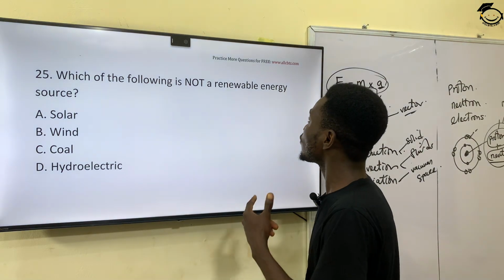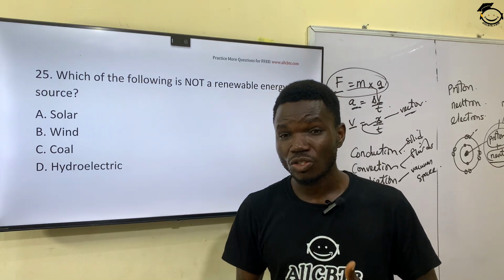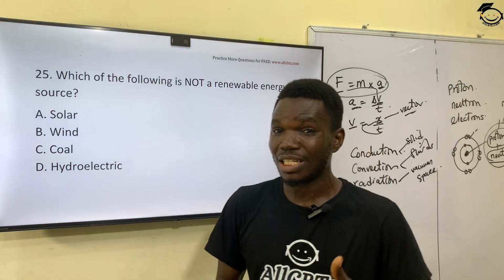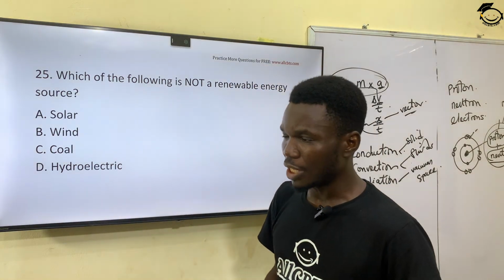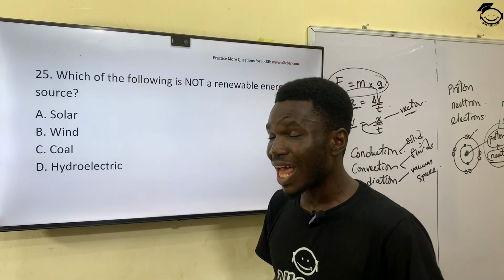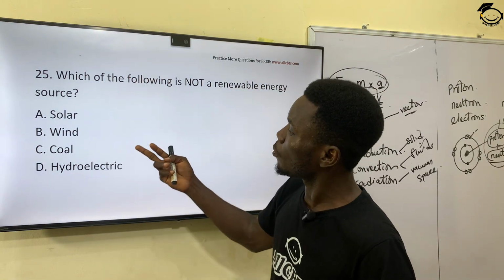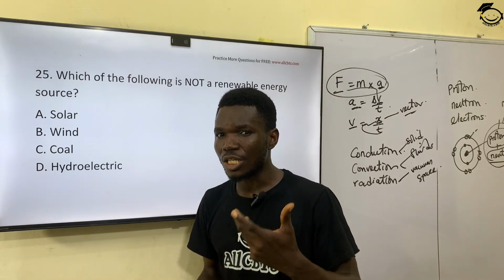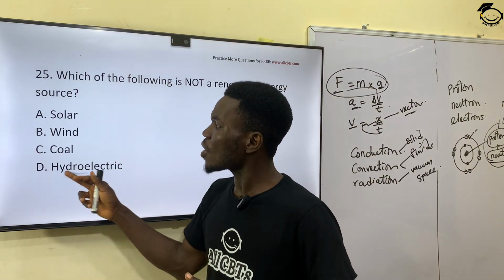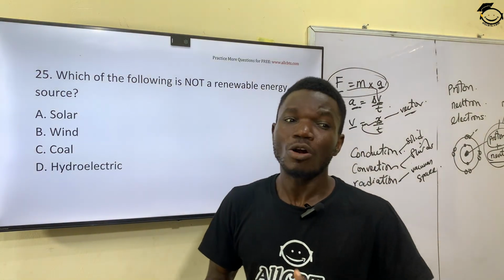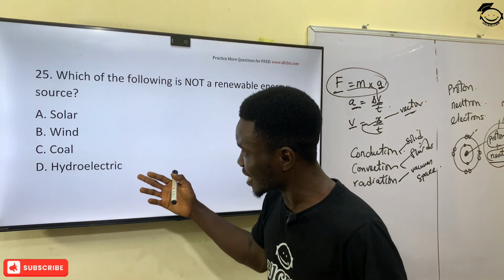We say, which of the following is not a renewable energy source? A renewable energy source is a type of energy source that can replenish itself. So when it is used up, it is easily replenishable. The first one is solar energy, energy from the sun. It is easily replenishable. We have wind energy. It is also easily replenishable as wind is not controlled. We also have hydroelectric energy. You can continuously produce hydroelectric energy so long as there's water. So it is easily replenishable.